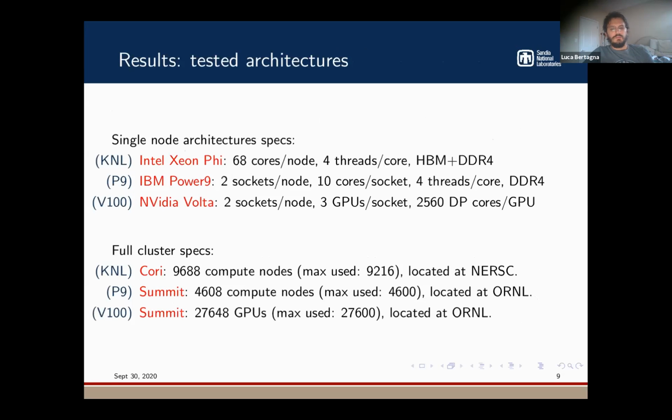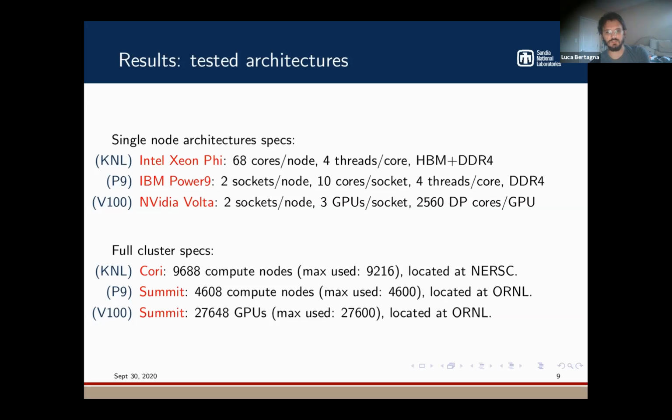So I'm not going to show any code. The code is public. If you're really interested, I can point you to it. But just to mention the results, we tested mostly on Summit, because we're interested in V100 NVIDIA GPUs. On Summit, we also tested the Power 9s since they're there, so why not? And then we also tested on KNLs on the Cori system at NERSC.